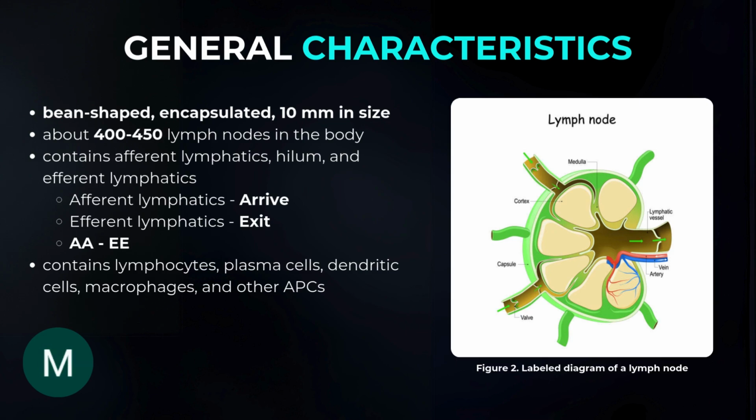Each lymph node has distinct parts that facilitate its function. First are afferent lymphatics, which are the vessels through which lymph arrives at the lymph node, and efferent lymphatics, which are the vessels through which lymph exits the node. To simplify this, we can remember AA and EE, which means afferent arrives and efferent exits.